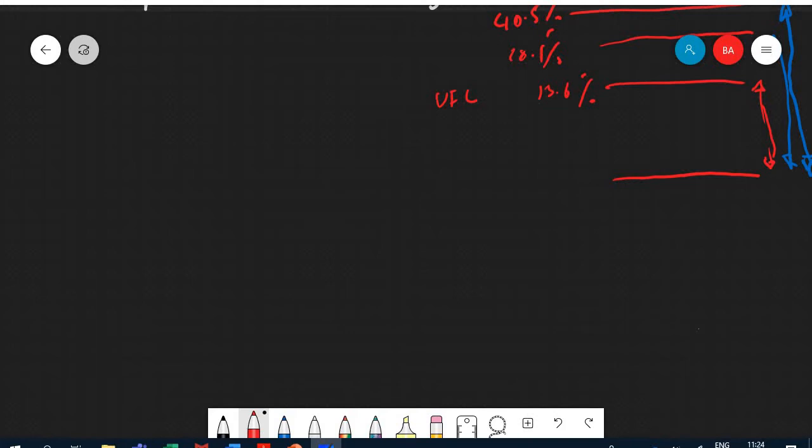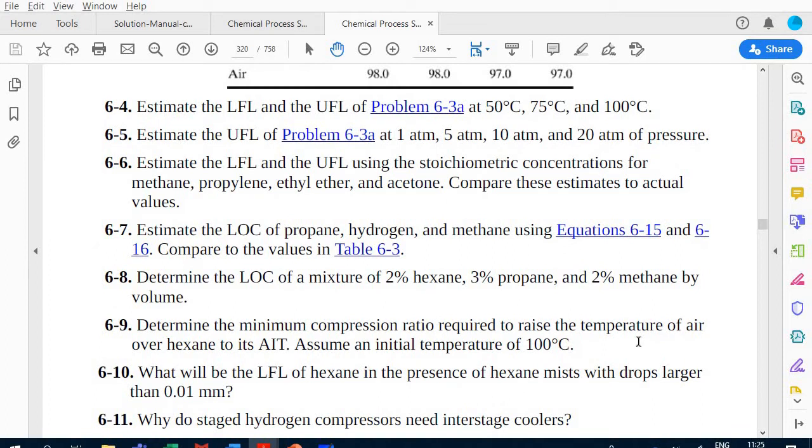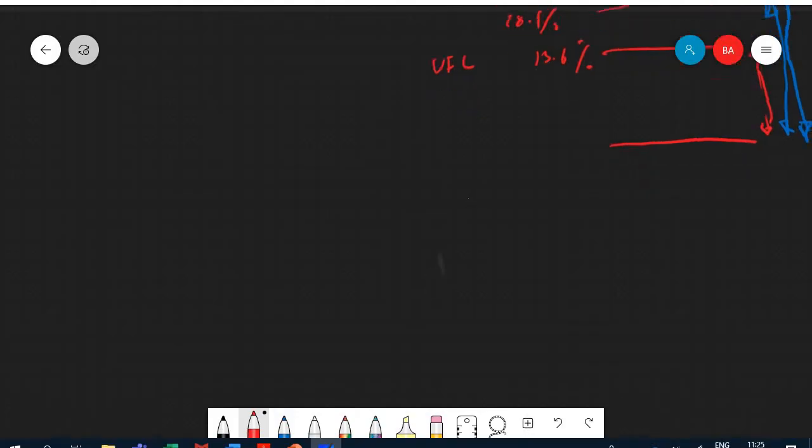Okay, great. And let's see now the next problem that we can solve here. Problem 6.5 is done. So now we are going to solve 6.6. Again, we have many components here that we need to solve for. Estimate the LFL and the UFL using the stoichiometric concentrations for methane, propylene, ethylene ether, and acetone. Compare these estimates to the actual values. So let's solve only for methane. So that is 6.6.